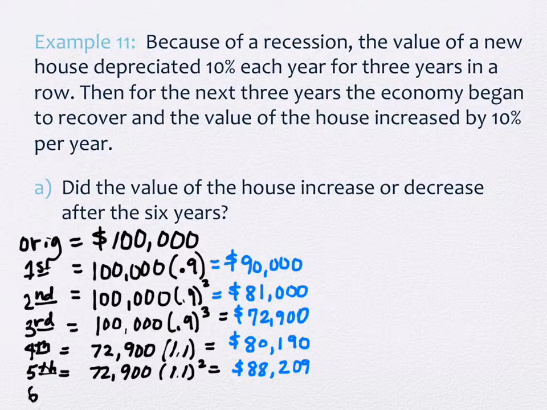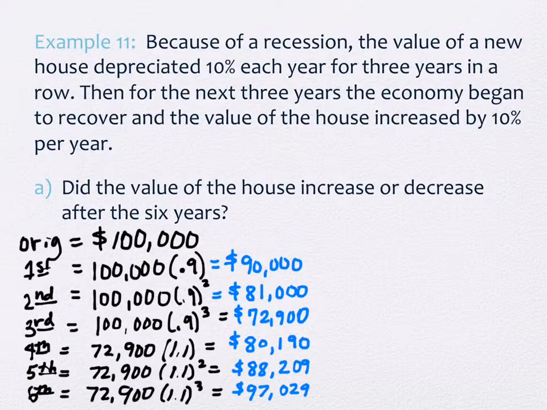6th year. Same 72,900, the same 1.1, and now it's cubed. How much would we get during the 6th year, or after this has happened for 6? 97,029. Yeah, that's close enough. We're not going to worry about decimals.